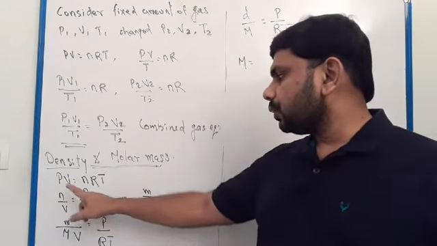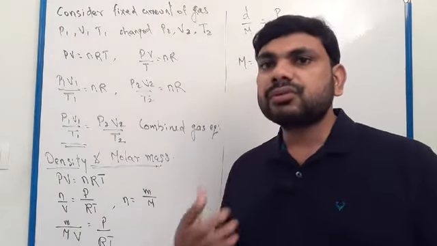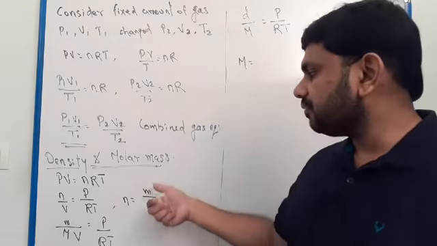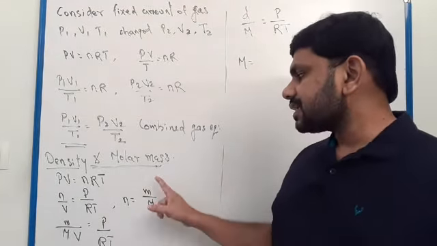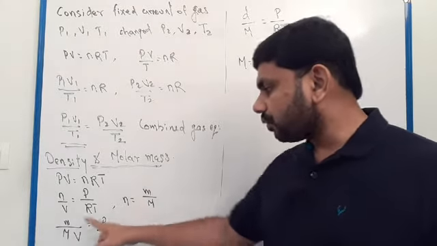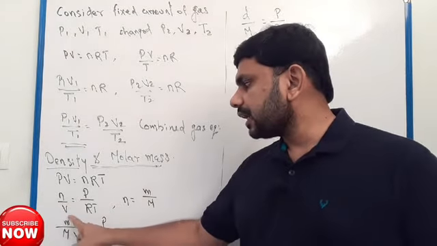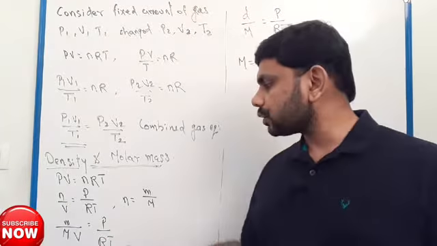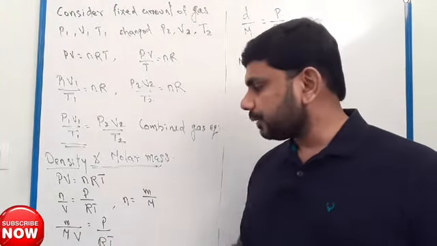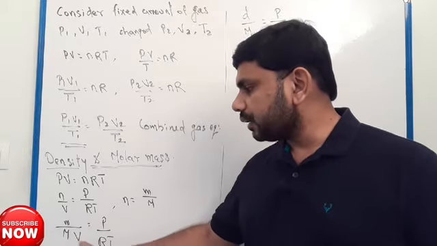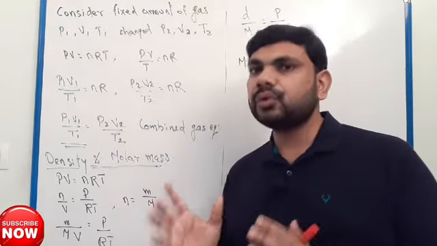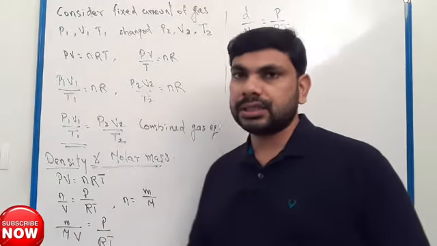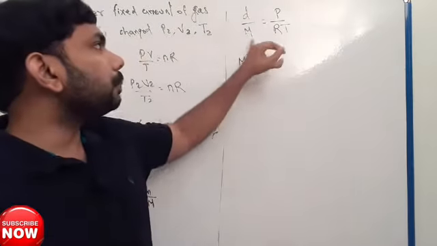We know n means number of moles. How to find the number of moles? Mass over molar mass, as we discussed before. Given mass divided by molar mass. Substitute the value of n over here. So you will get small m divided by capital M times V equal to P by RT. We know mass per unit volume, m by V, is density. So d by M equal to P by RT.